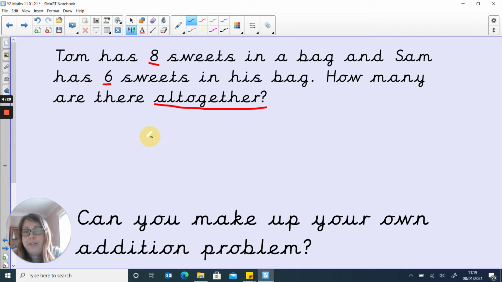So I would write 8 add 6 equals, and again, you work it out however you want to. Pause the video, have a go. You could use the counting on method, adding things up, or using your bonds. Pause the video and have a go at 8 add 6. I'm going to do it where I put 8 in my head and I count on 6: 8, 9, 10, 11, 12, 13, 14. I would write 14.